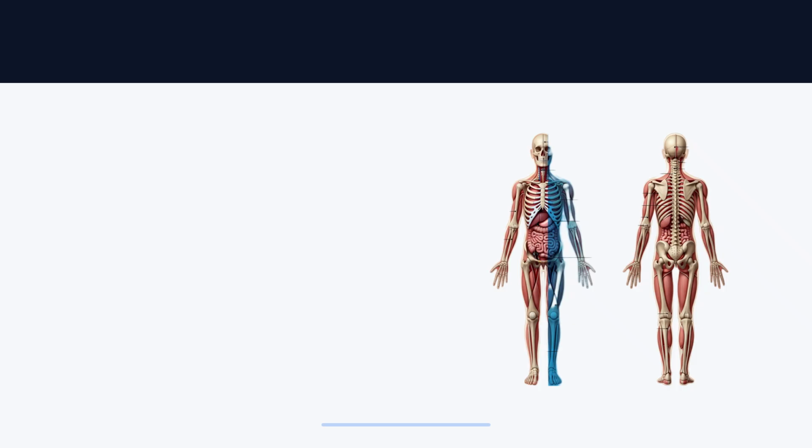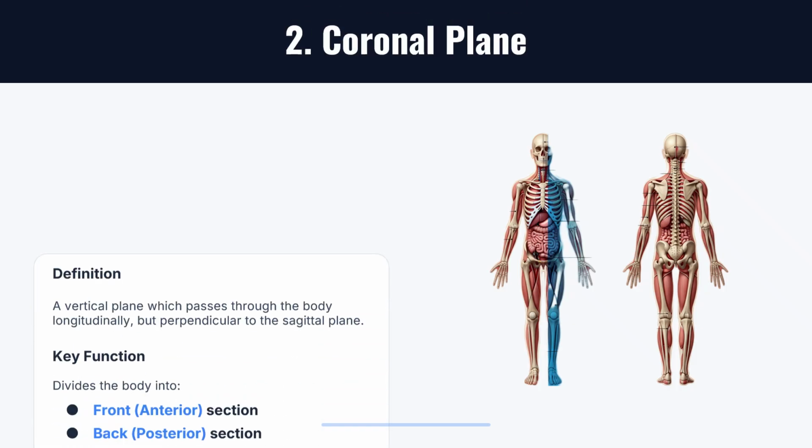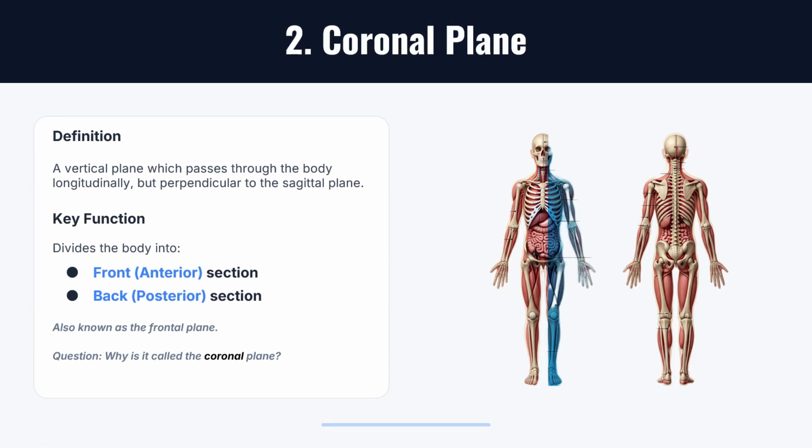Now, here what do we see? We see the front and back of a human being. When something does this, we call this the coronal plane. It's also known as the frontal plane. So as you can see, both the front and the back. So it's the frontal plane. It allows you to see the frontal plane.